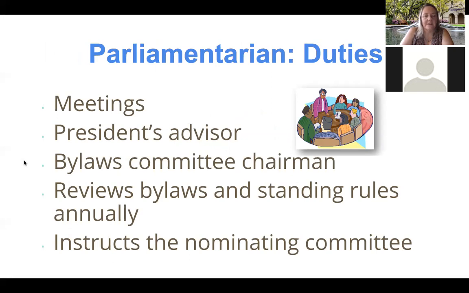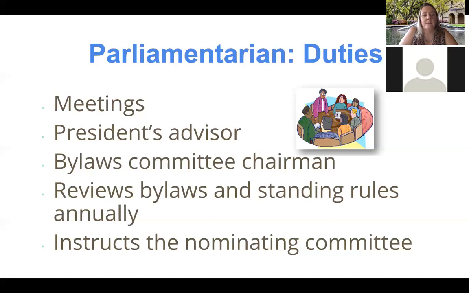Your duties. These are basically the same. So I had, like I say, these slides are somebody else's. Like there are three presentations kind of mooshed together. So you are going to meetings, and you are attending those meetings and following the meetings. You're acting as the president's advisor, both during meetings and at other times.